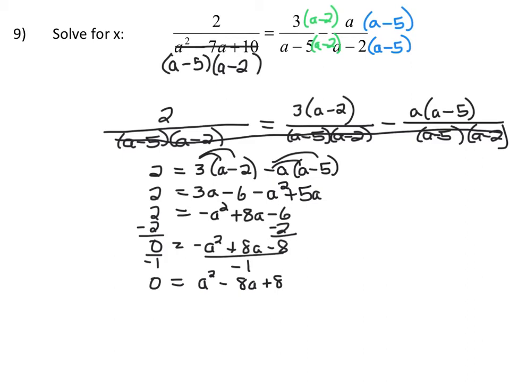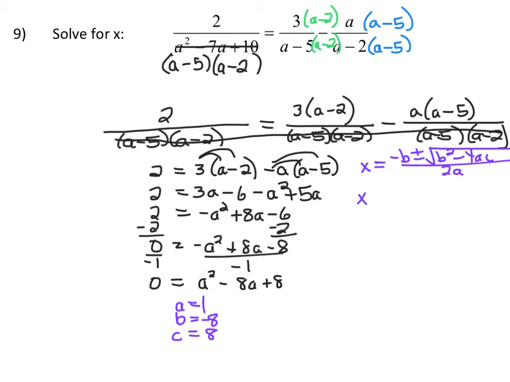So what we're going to do instead, if we have a quadratic and we can't factor it, we're going to use the quadratic formula. I put it up over here just so I would have a little bit of room. If you look down here, our a is the number in front of the a squared, which is 1. Our b is the number in front of the a, which is negative 8. And the c is the number all by itself at the end with no a attached to it, which is positive 8. All right, so let's plug this in.